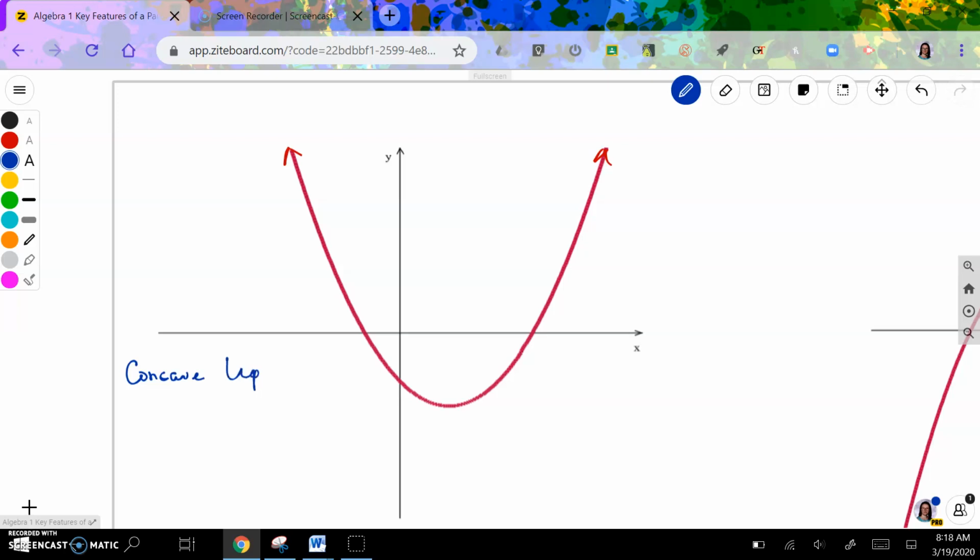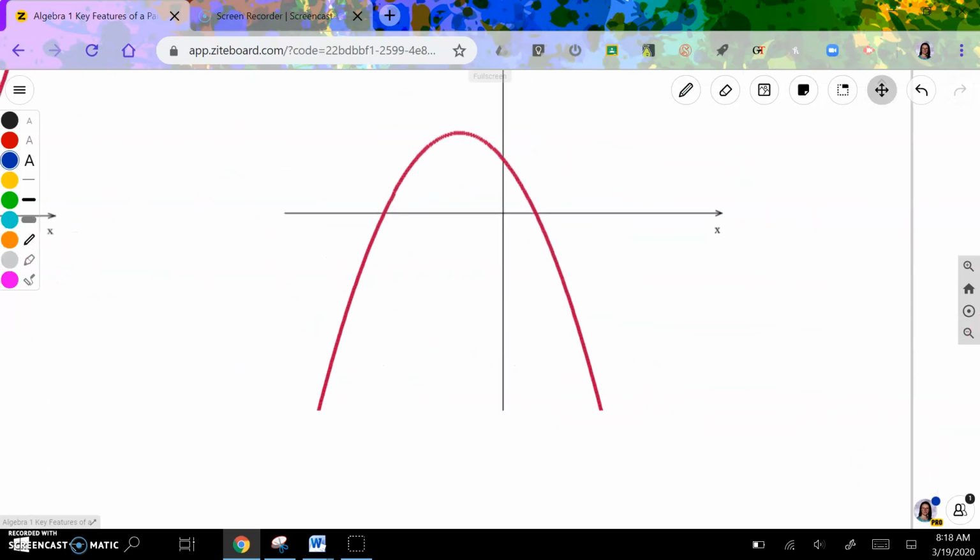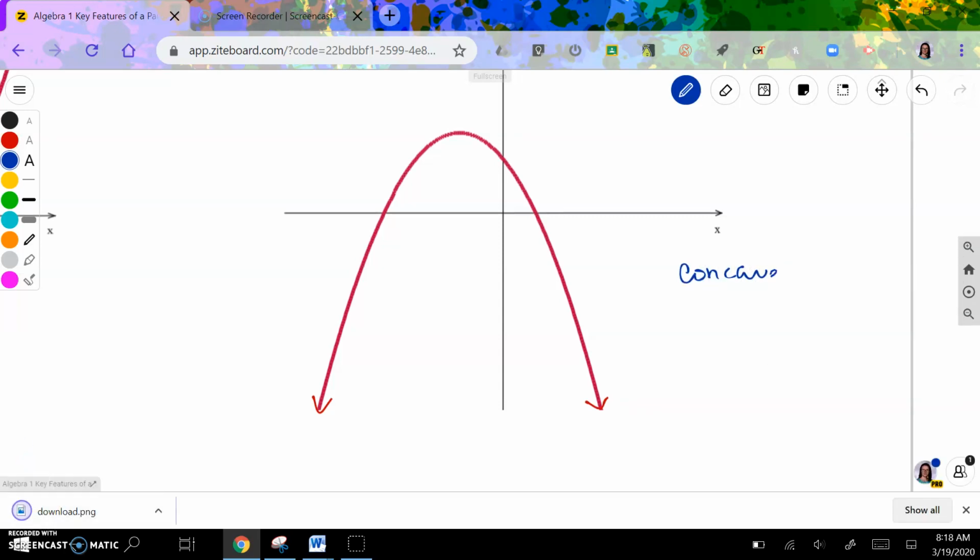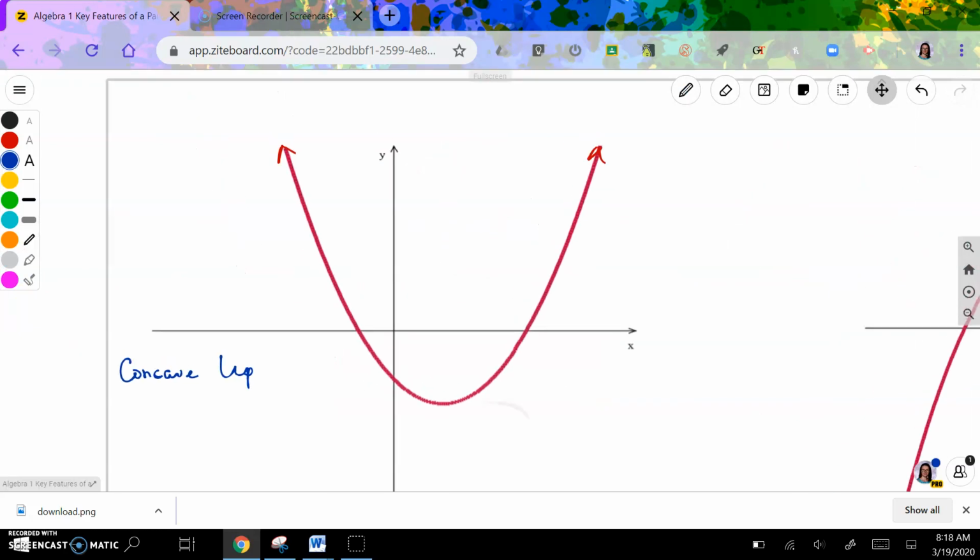And so you should feel good about yourself. This is something that we talk about in calculus, so you are getting to know some fancy calculus vocabulary here. Okay, so this parabola is concave up, while this parabola is going to be considered concave down. So, concave down. All right, so let's go back here.